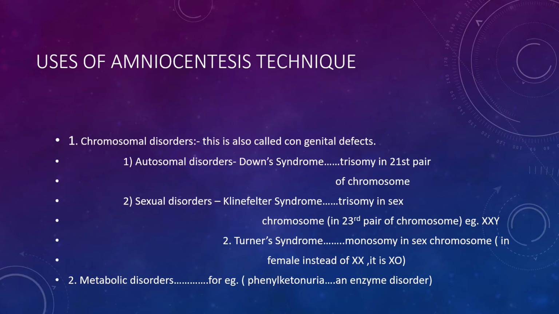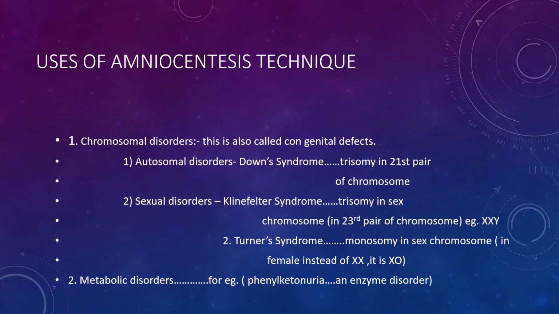So, if any disorder is present in the first 22 pairs of chromosomes, then it is called an autosomal disorder. One very common autosomal disorder is called Down syndrome. What happens in Down syndrome? The 21st pair of chromosomes, instead of disomy, becomes trisomy. Disomy is a pair of two chromosomes.